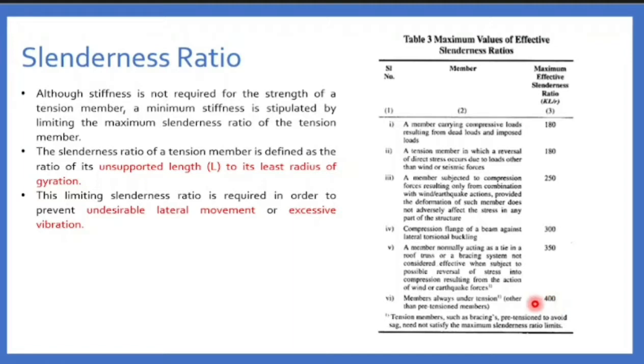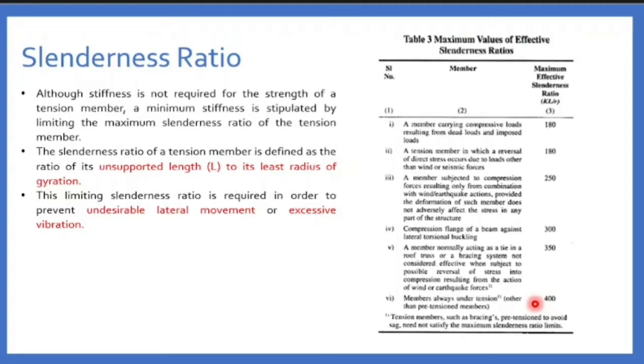Members are not always under tension. Some member might be in tension for some period of time and in compression for some other period of time. Why? Because in a sloped roof, wind might be blowing at one side and the leeward side will be under tension. If wind is blowing at the other side, it gets changed. Depending on the loading, the member can either be in tension or compression.